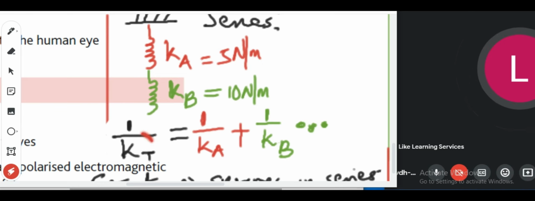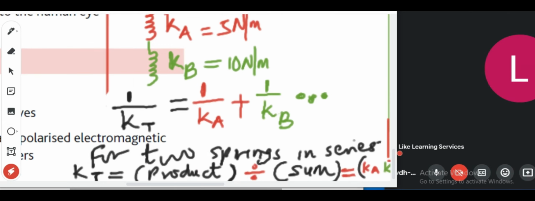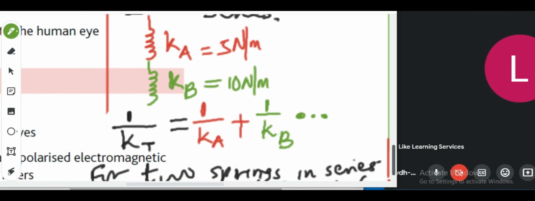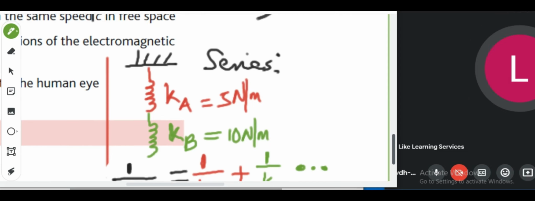So if the total spring constant is going to be even smaller than the smallest one, it means that springs connected in series will produce a less stiff total spring, or less stiff effect, because the total spring constant will be smaller than even the individual spring constant, or the smallest of them. That's for springs connected in series. Springs connected in series, that's end to end.